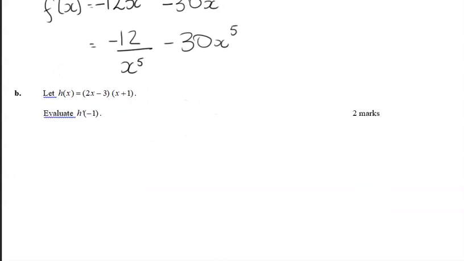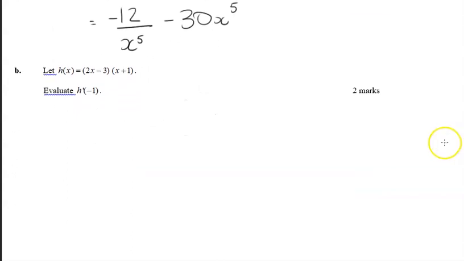Second question, we have h of x is equal to 2x minus 3 in brackets, x plus 1 in brackets. We have to evaluate h dash of negative 1. A lot of people fell into the trap of putting negative 1 into this formula and just evaluating h of x. We are looking for h dash of negative 1. So we need to find the derivative of this first and then find out what the rate of change is at negative 1. Because we're looking at h dash, that dash makes a difference.